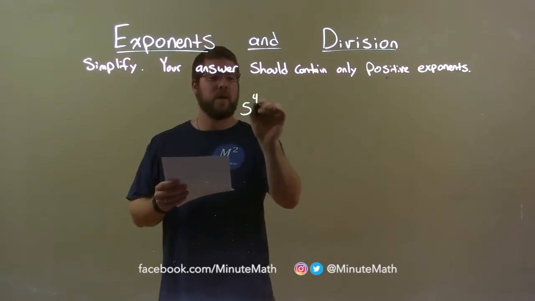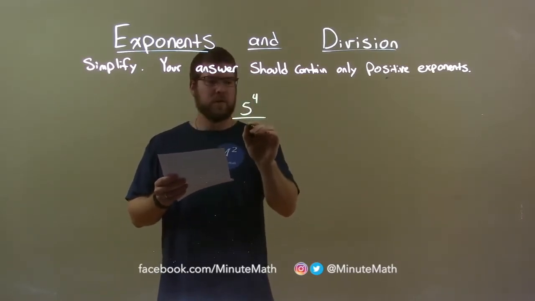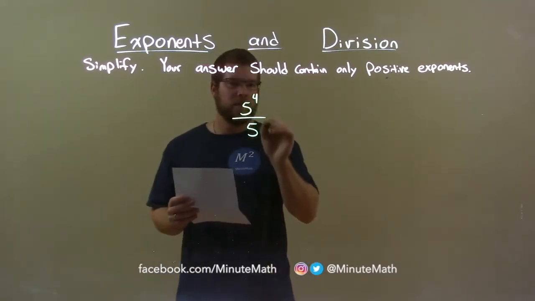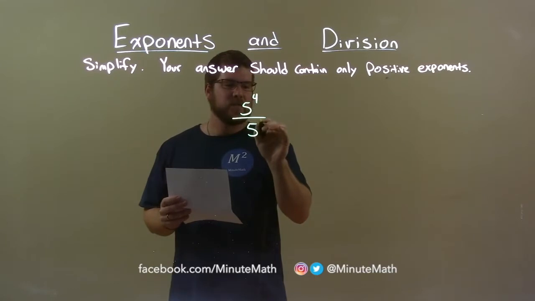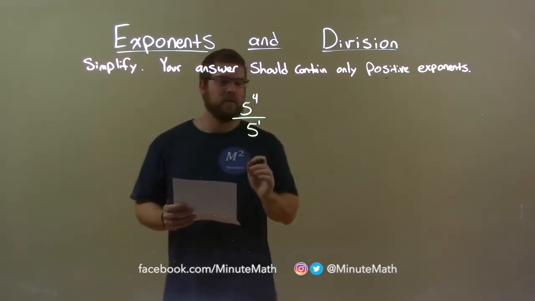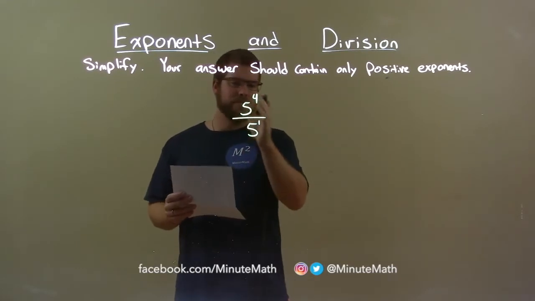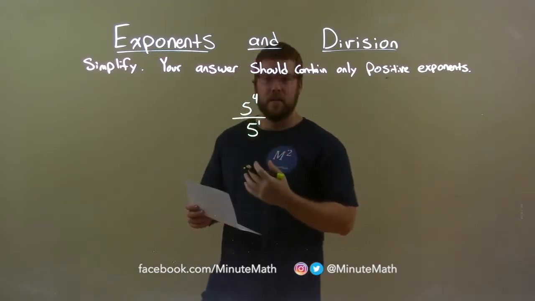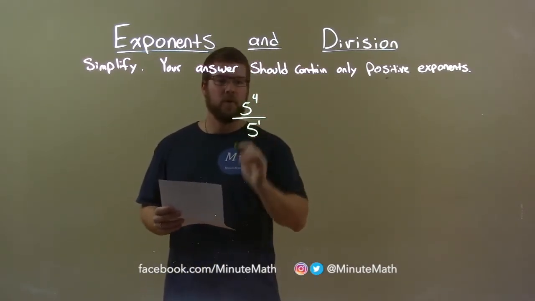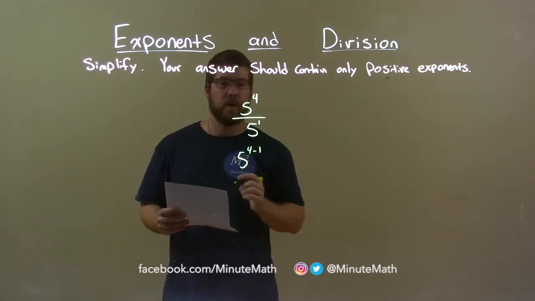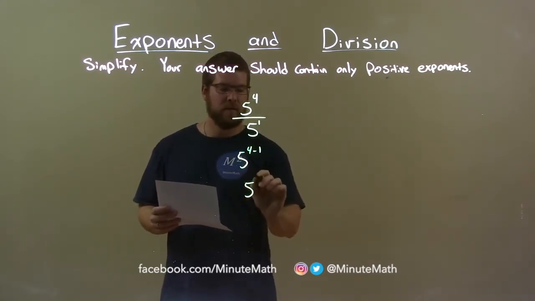5 to the 4th power over 5. Well, one thing we know is that this 5 down in the denominator is to the 1st power. And one of our rules with exponents is for dividing terms that have the same base, which we have, 5's here, we subtract the exponents. So we have 4 and a 1, so we have 5 to the 4 minus 1 power. 4 minus 1 is 3, and so our final answer is just 5 cubed.